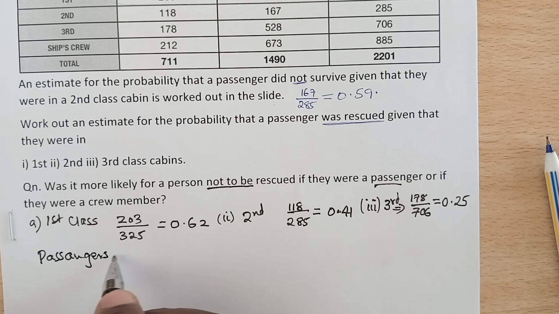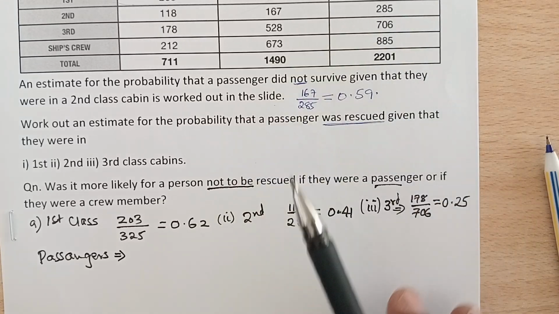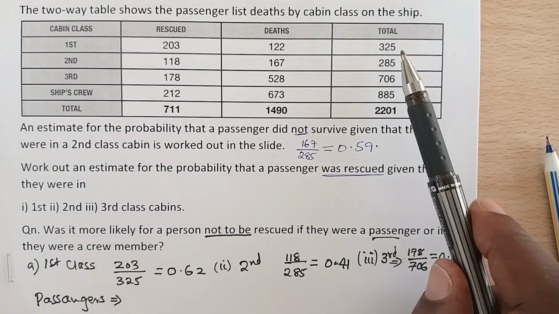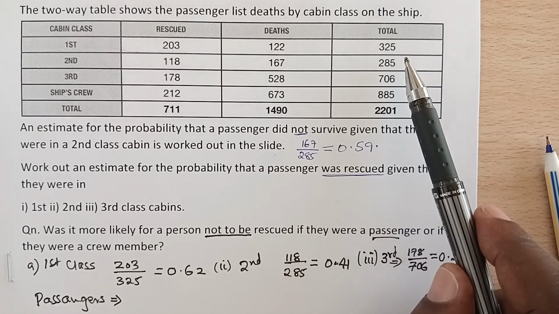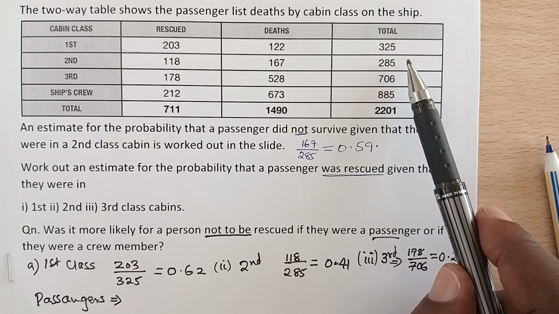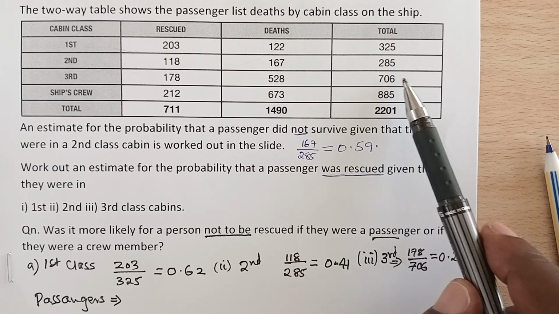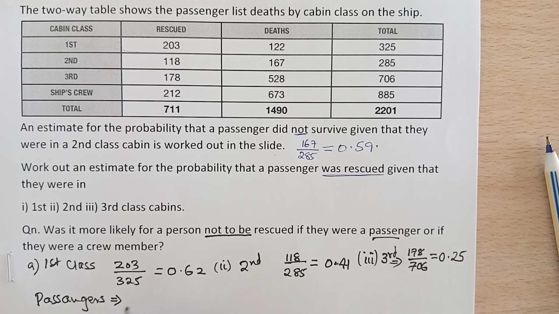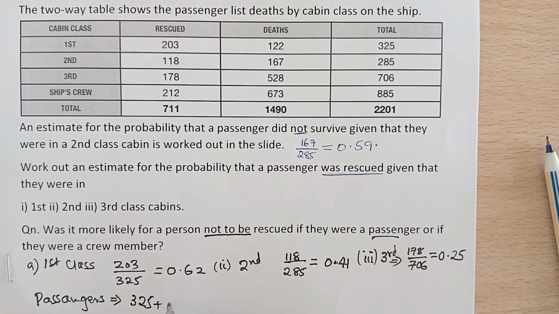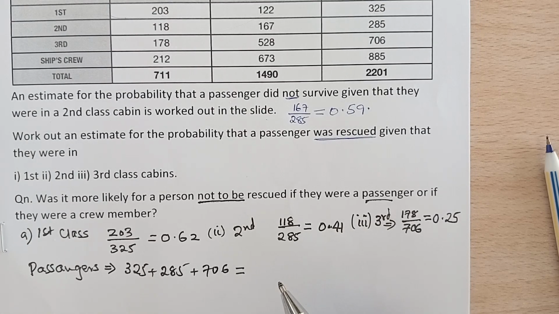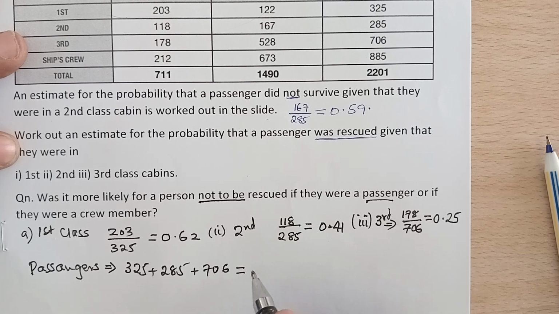The total passengers include all those in the first class, which is 325, plus 285 in the second class, and 706 in the third class. So we have 325 plus 285 plus 706. All these give us a total of 1,316. You can just confirm that using your calculator.